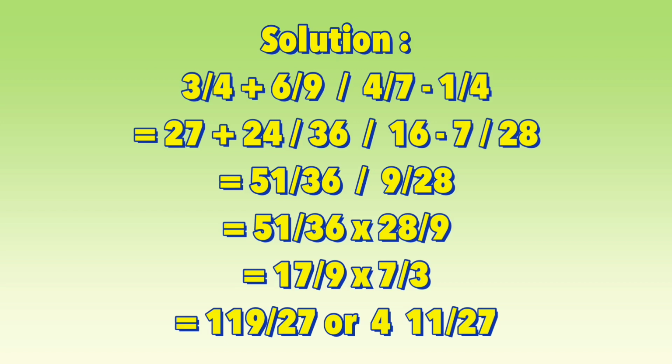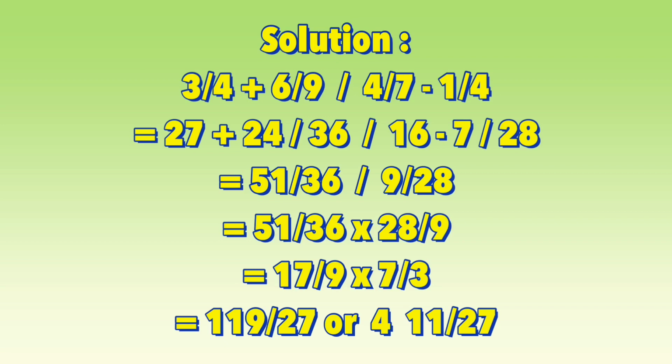27 plus 24 over 36 equals 51 over 36. And the denominator, 16 minus 7 over 28, equals 9 over 28. Then the result of our simplification is that it now becomes a single fraction. That's our target. Once the fraction becomes a single fraction for the numerator and a single fraction for the denominator, we can apply now the reciprocal method. Okay, 51 over 36 times the reciprocal of 9 over 28, which is 28 over 9.